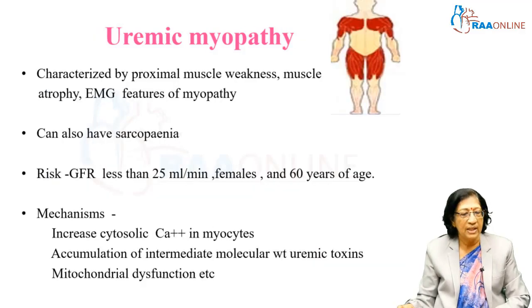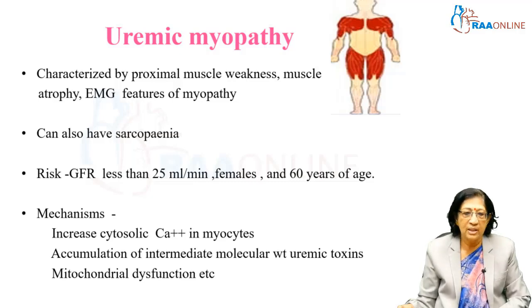Myopathy is very commonly seen in uremia. We think of it as just tiredness and go away, but when you examine, you find there can be proximal muscle weakness, can be muscle atrophy, and then when you do an EMG, there are features of myopathy. Can also have sarcopenia because of the loss of muscles. And the risk factors for myopathy are GFR less than 25 ml per minute, female sex, and age 60 years and above.